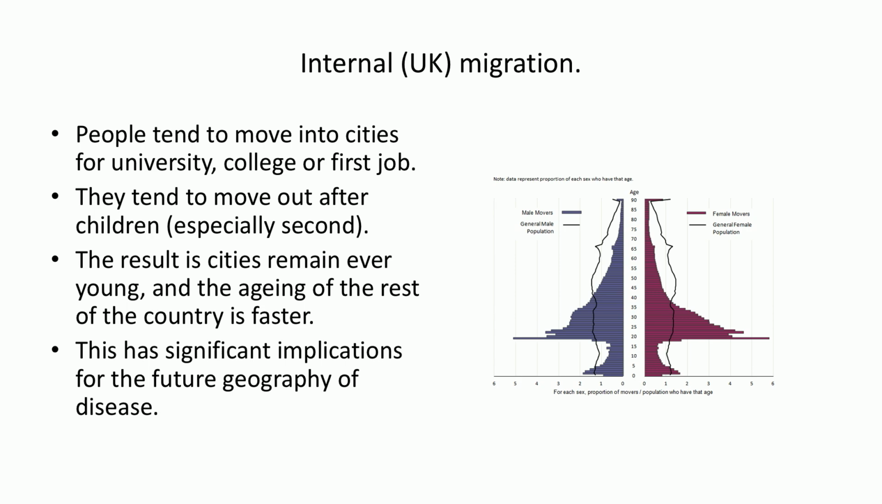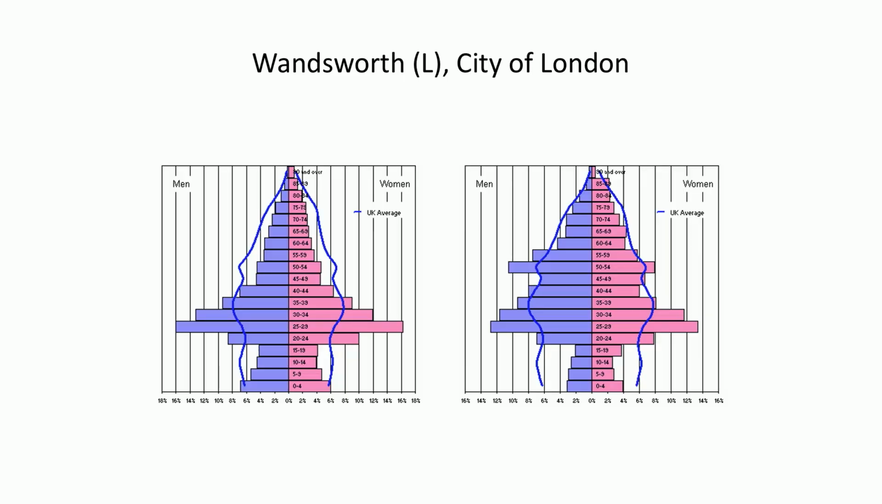But because of this constant conveyor belt, this has very significant implications for the future geography of ill health in the UK. And this is projecting forward in time now. So just to illustrate the current pyramids, here we have, for example, inner city London, or inner London. On the left, Wandsworth, and what you can see here, around the outside, the blue line, that's the overall pyramid for the whole of the UK. What you can see is a very large number of people who are young adults, and on the right here, the City of London, where I'm giving this talk from.